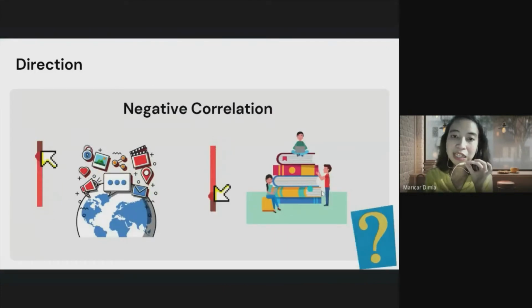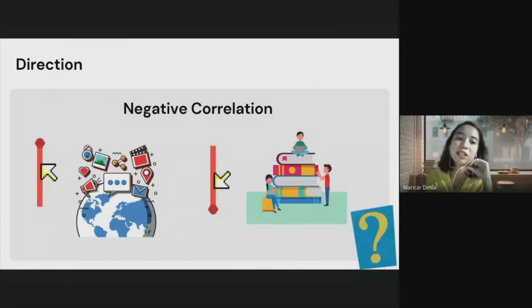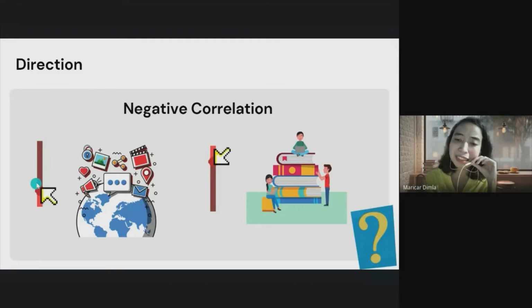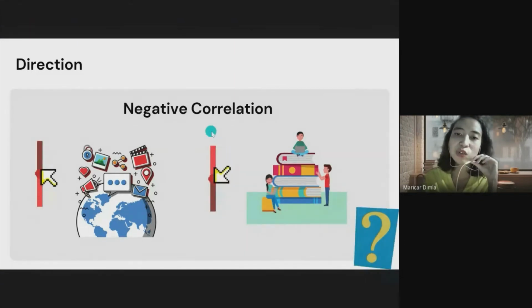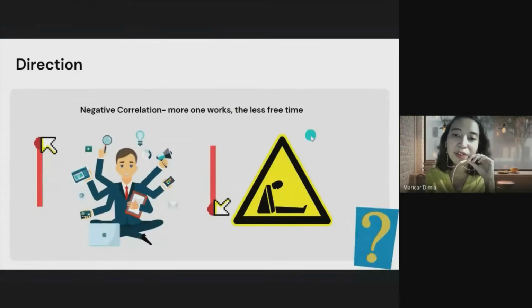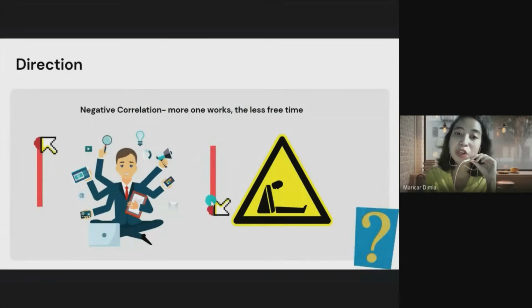So, now let's proceed on the negative correlation. So, ano sila class? Magkaiba yung direction. So, let's have this example. The higher the exposure you have or dealing with your social media, the lower chance you read books. So, class, again, it's just an hypothesis. You'll be conducting a study to verify if your hypothesis will be rejected or not. Okay, so another example of negative correlation, the more works you have, the less free time you have.